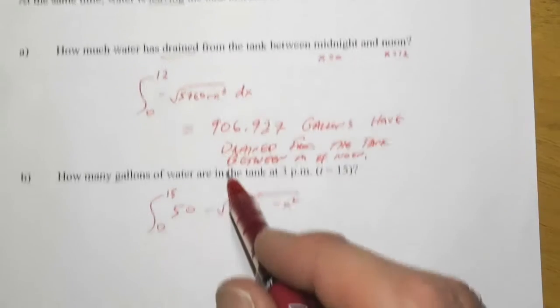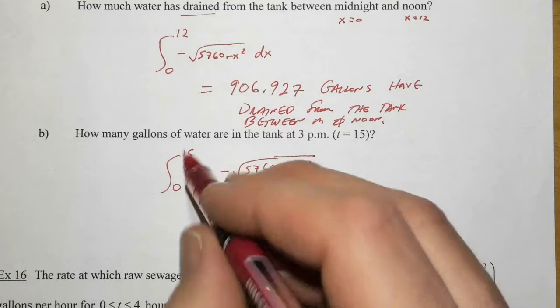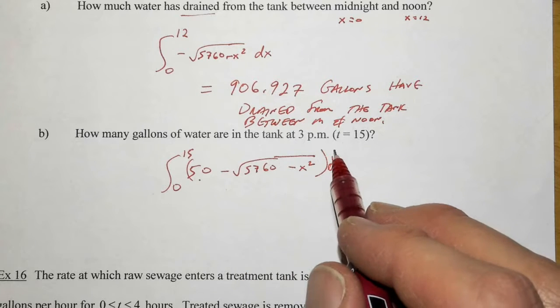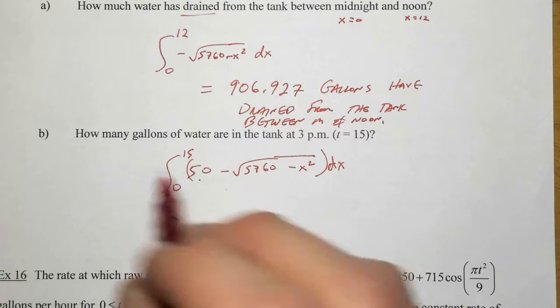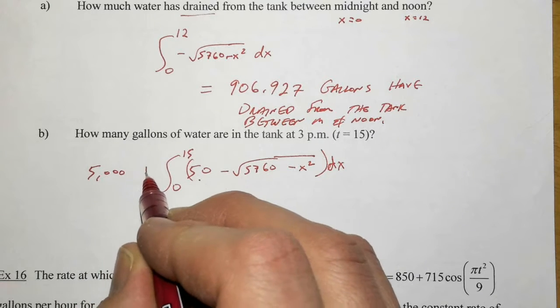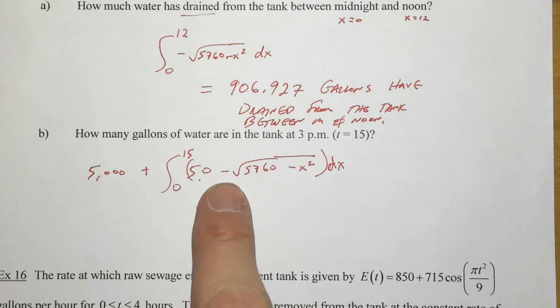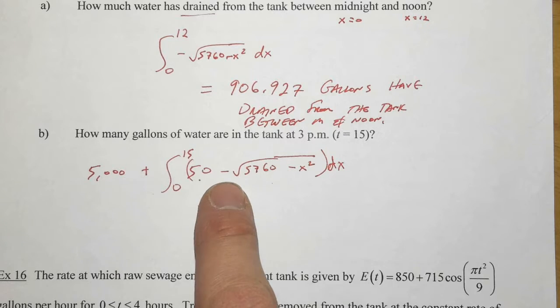So, there we go, back on the screen. The rate going in minus the rate going out, and that gets a dx. And again, we're interested in the amount of water in the tank, so we have to take into account that there are 5,000 gallons of water initially in there. So we have our initial condition, and then we have our rate. The rate going in is positive, the rate going out is negative.